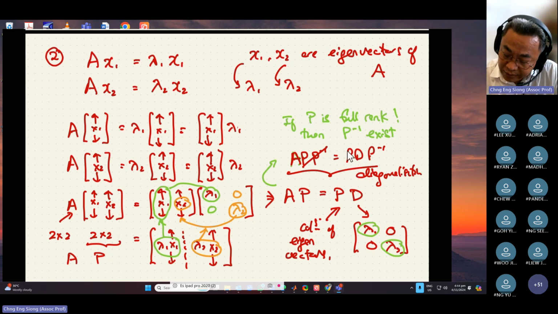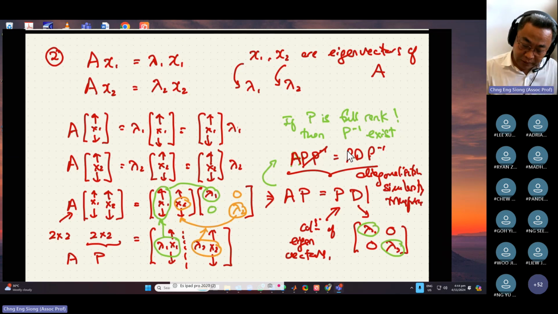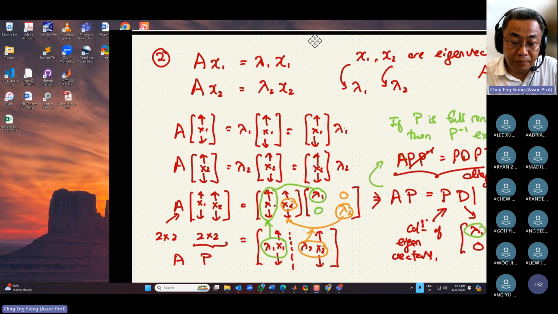All right. And in fact, this diagonalization belongs to something called similarity transform. Okay, so we are done here. So let me show you the slides for similarity transform.